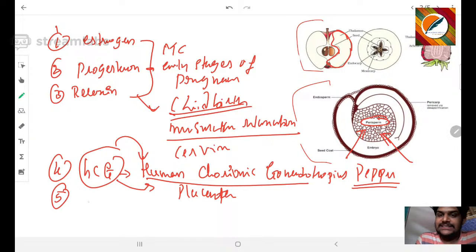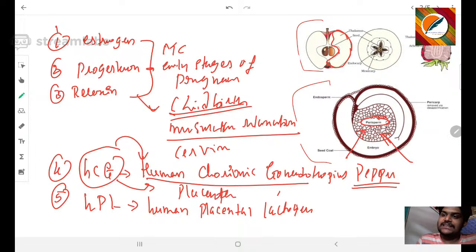Then another one is HPL, that is human placental lactogen.